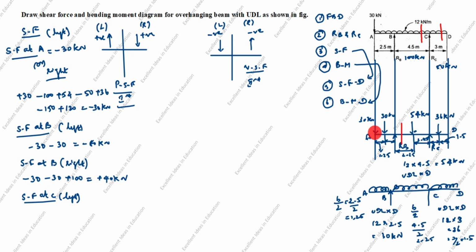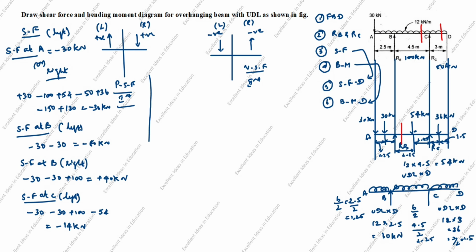You see the arrow comes down. Down on the left side is negative, minus 30. Next arrow also comes down, negative, minus 30. Next arrow goes up, positive, plus 100. Next arrow comes down, negative, minus 54. Next arrow goes up, but we will take only the left side. Up to here only we will calculate, so no need to take this one. So what is the answer? Equal to minus 14 kilonewton.